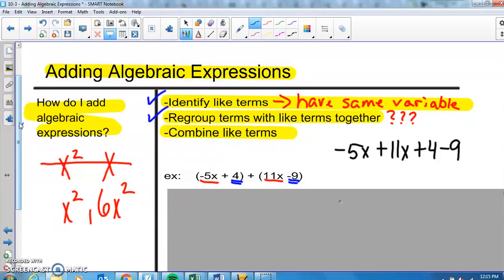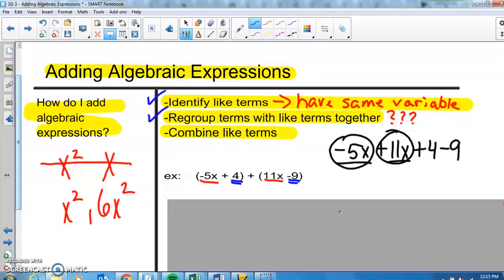My third step now, we're going to combine our like terms. This negative 5x and that 11x are like terms. If you recall, from the beginning of the year, when you combine terms for adding and subtracting, if they have different signs, like this negative 5x and positive 11x, we're going to subtract. 11 minus 5 is 6. So that gives us 6x. Take the sign of the bigger number. 11 is bigger than 5, so it's a positive 6x.